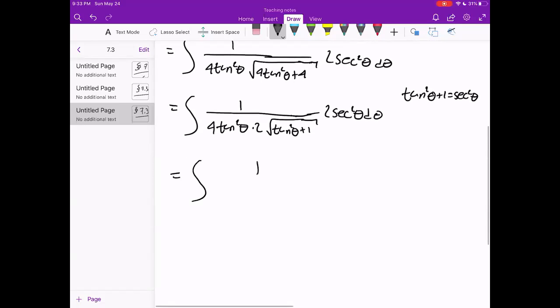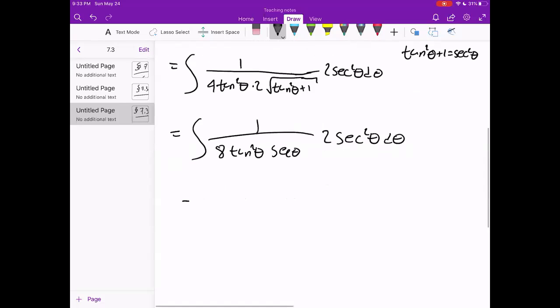This is the integral of 1 over 8 tan squared theta, so 4 times 2 down there. Square root of tan squared plus 1 is secant squared, square root. Just going to get a secant down there. And I have a 2 secant squared theta d theta. Going to have 1 power of secant cancel there. So I'm going to be left with the integral 1 over 8 tan squared theta, and then 2 secant theta d theta.